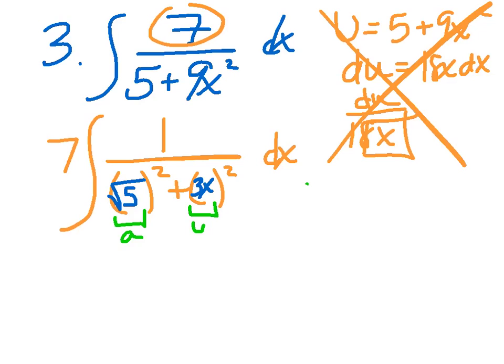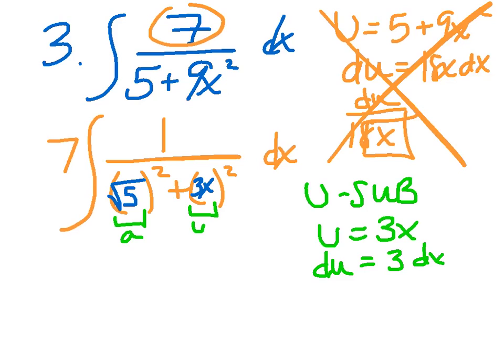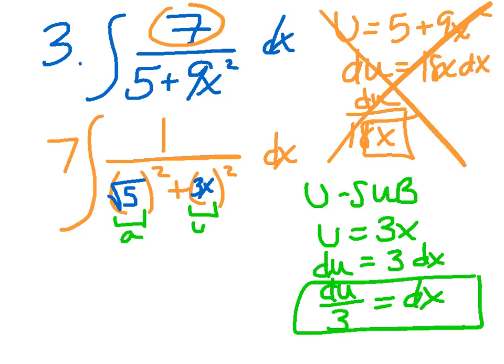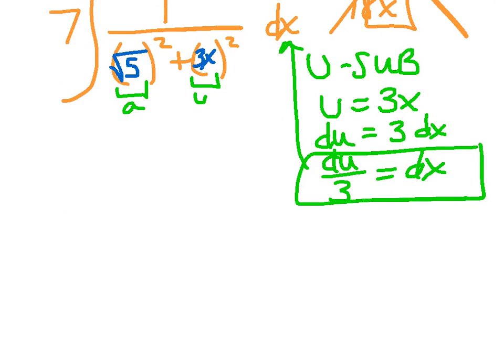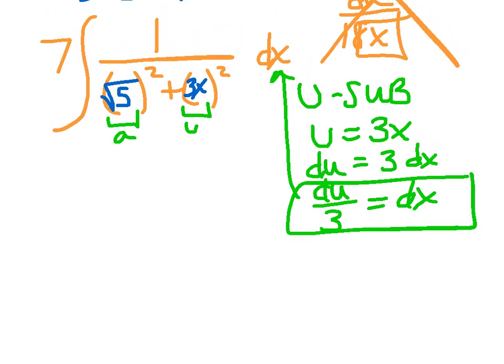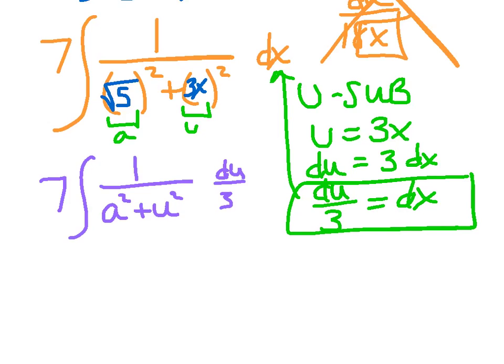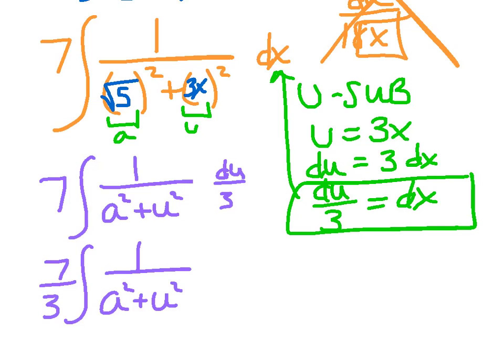Okay, so remember that step's important because this gives you your a, the number, and your u, the variable. And since we have a u, we're going to do that u sub. So my u is equal to 3x. My du is equal to 3 dx. And I get du over 3, and I'm going to substitute that into my dx. So I've got 7, integral 1 over a squared plus u squared, and I've got du over 3. So in front of my integral, I'm going to pull out 7/3.